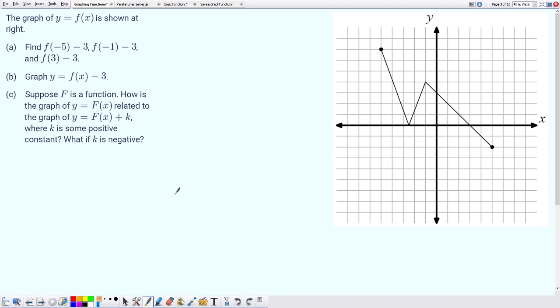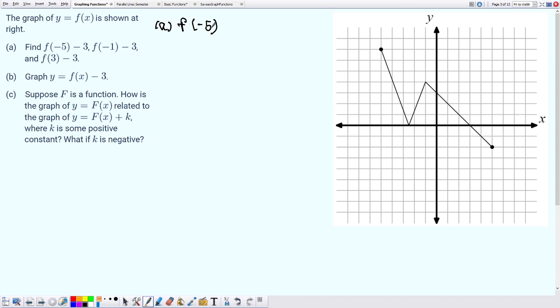Part A asks us to find f of negative 5 minus 3, f of negative 1 minus 3, and f of 3 minus 3. So, in order to solve part A, let's start out with the first one. What is f of negative 5?